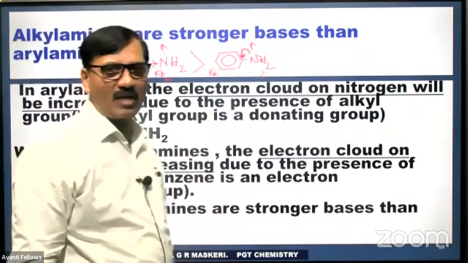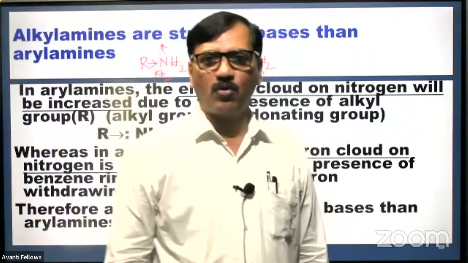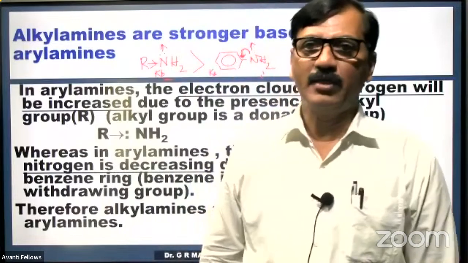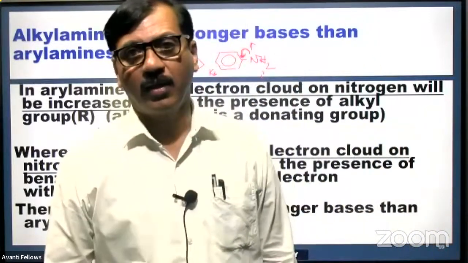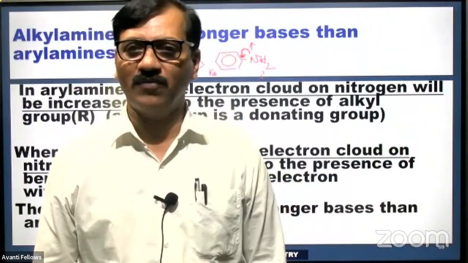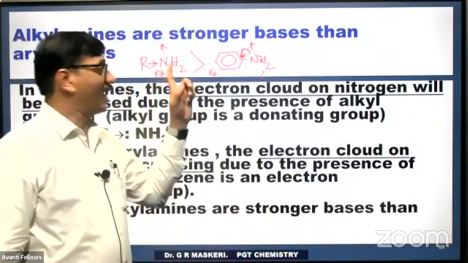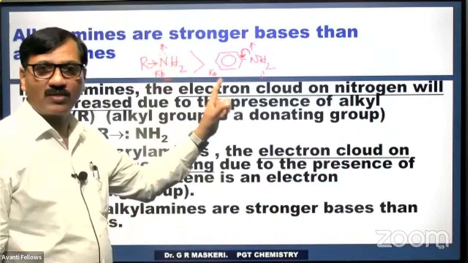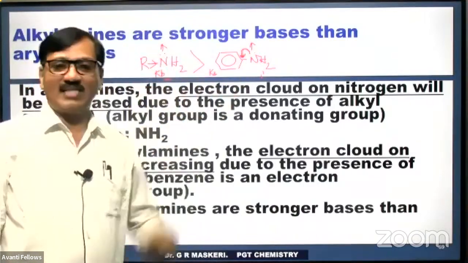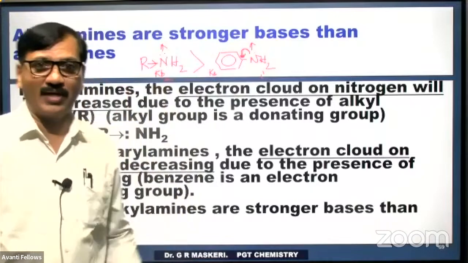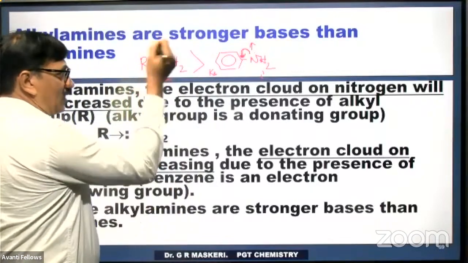Kb value of aryl amines. The same question can be put in another way in terms of Kb. What is Kb? Kb is the ionization constant of a base. Kb of this is more than Kb of this. So let me go to another level now, another way of asking the question. Kb is more than this.